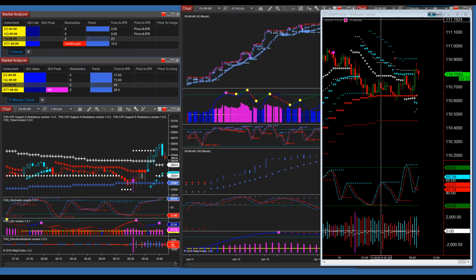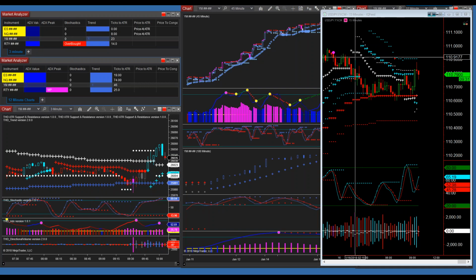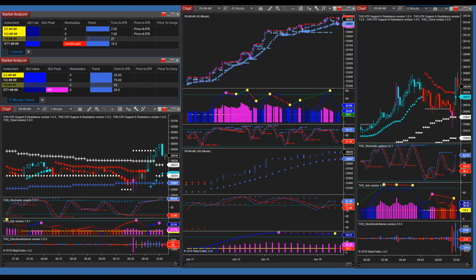Now, this was on the USD JPY, and I just saw that as the trading room was starting, so I wanted to show it to you, okay? Does it just work on the USD JPY? No, it works on just about any market you could possibly want.